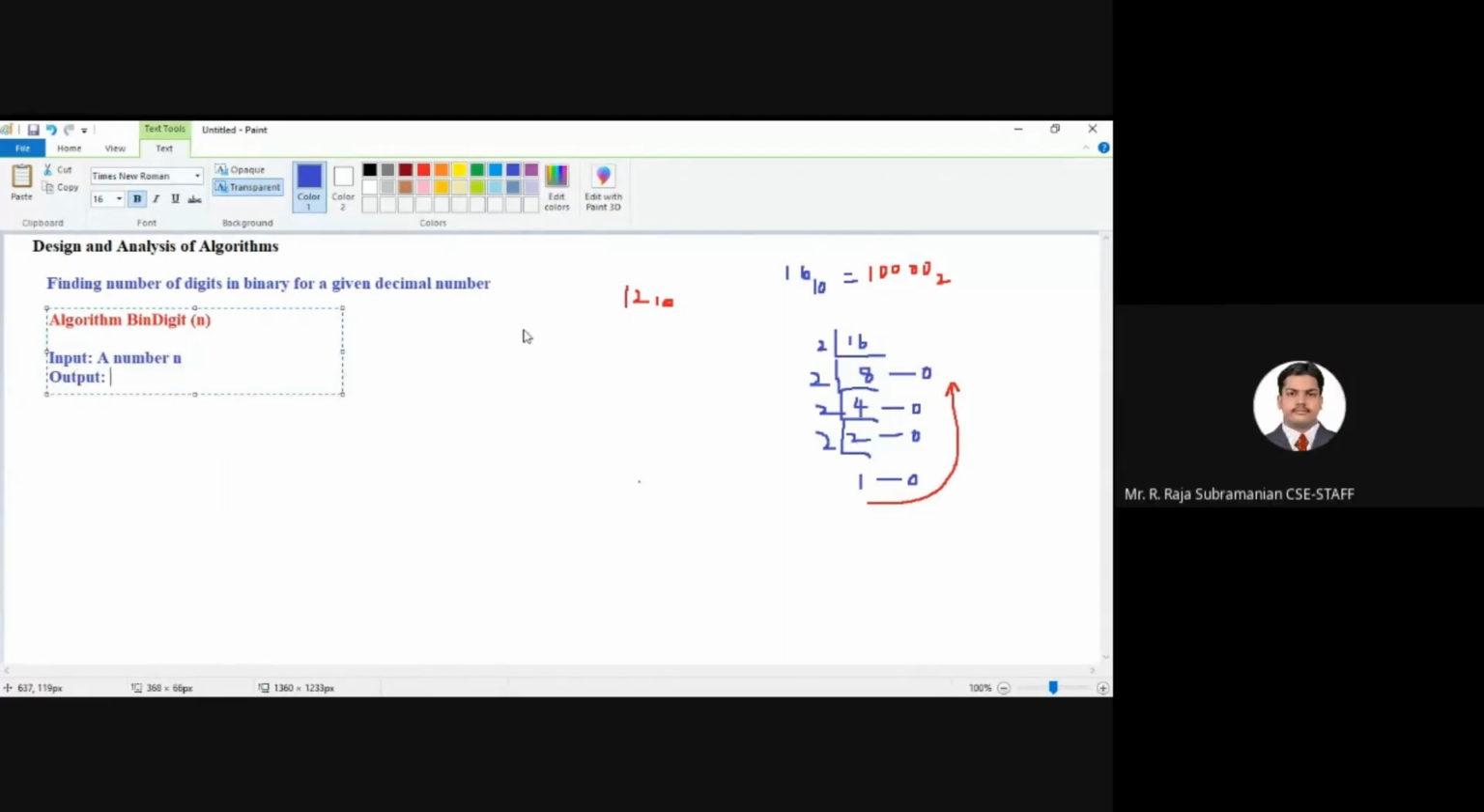I declare a variable count. The output is count, which is the number of digits in the binary of n. I want to output the variable count. So I'll go into the algorithm. The algorithm is very simple. You should take 16 and divide it again and again by 2.